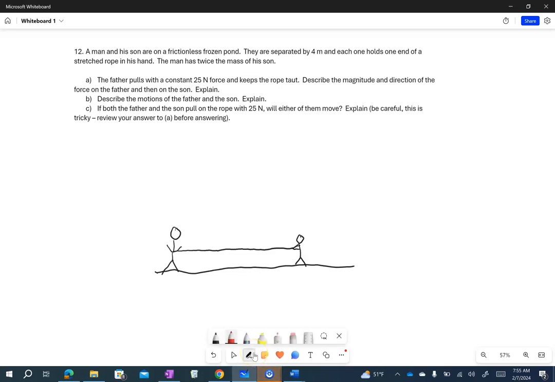So this question is all about Newton's third law. Here we have a man and his son. They're on a frictionless frozen pond, about 4 meters apart. Each one holds onto one end of a stretched rope in their hand. The man is 2 times the mass of the son.